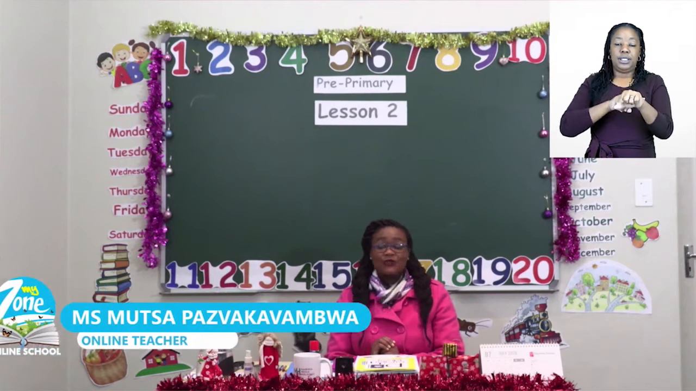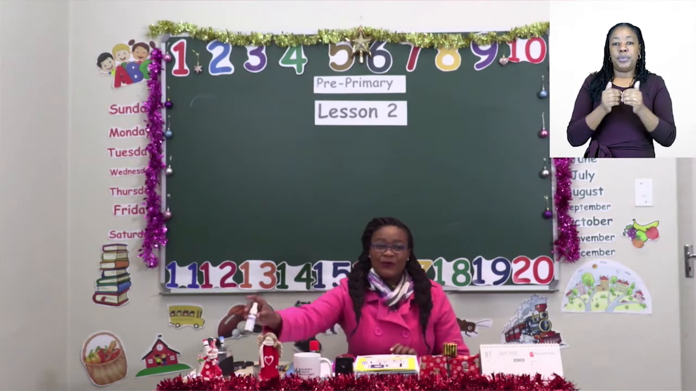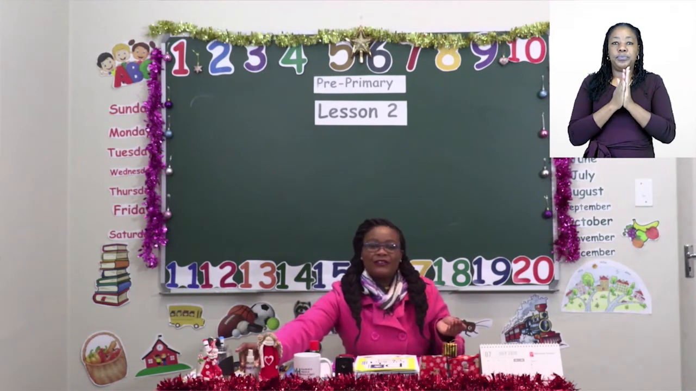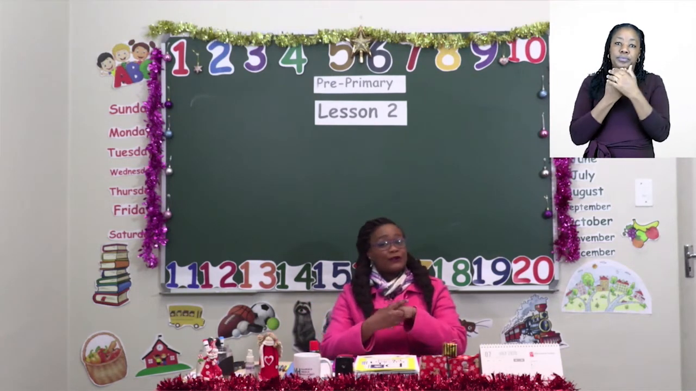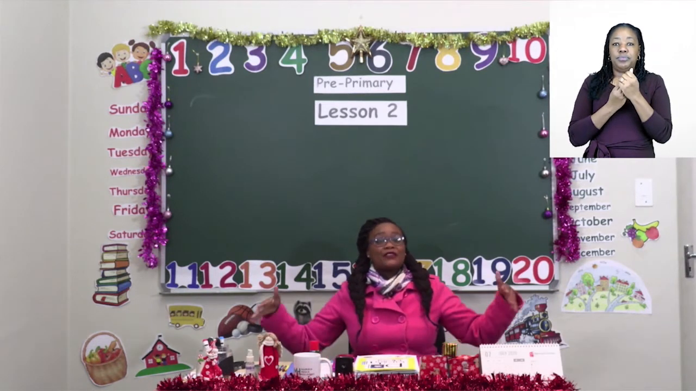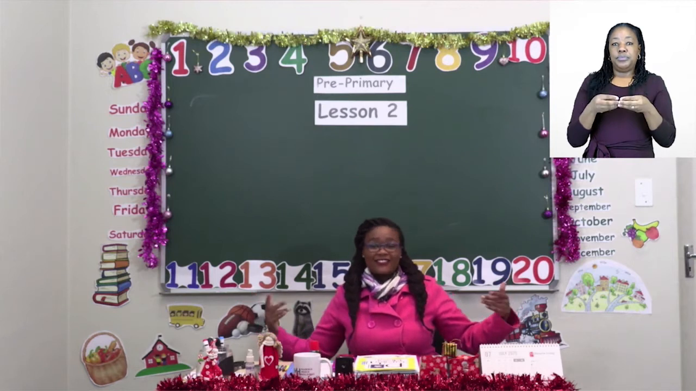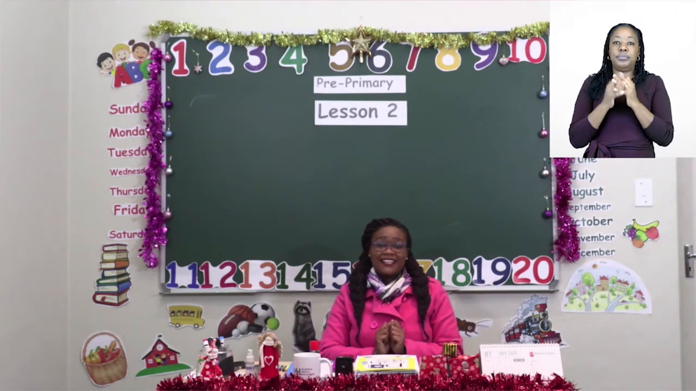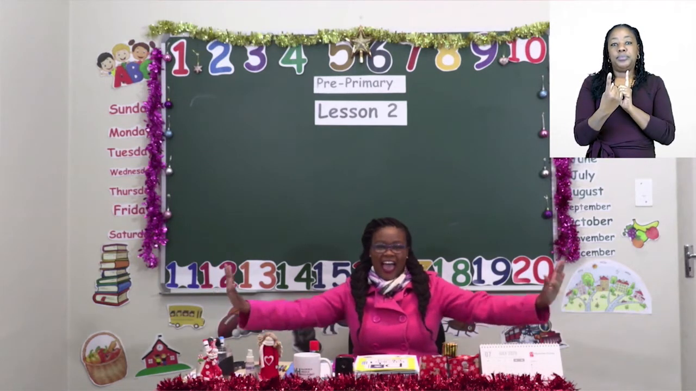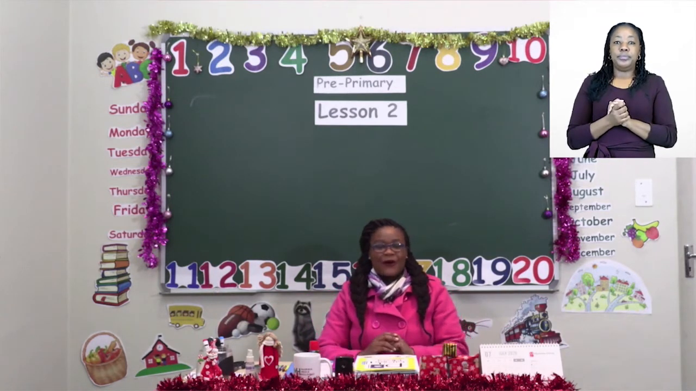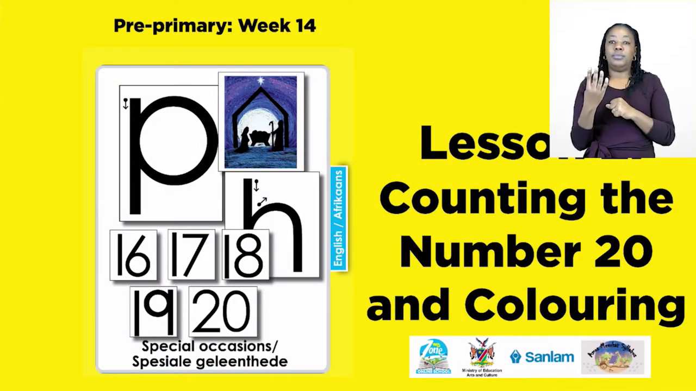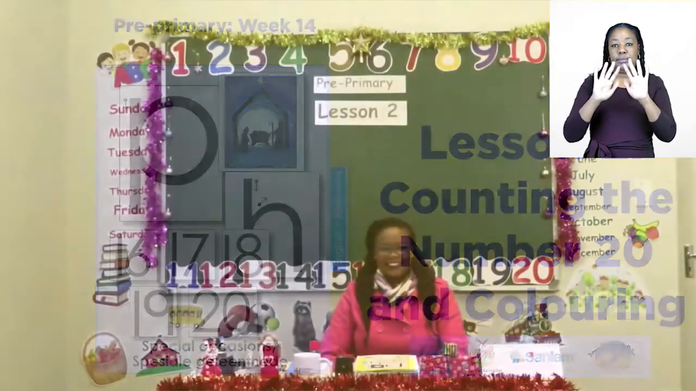Before we get into today's lesson, it's very important for us to sanitize. Remember, when we're sanitizing, we're not only protecting ourselves, but we're also protecting the people around us. When you're done sanitizing, make sure that your hands are dry before you touch anything else. It's also very important for us to check our social distancing by putting our hands beside us and in front of us. Well done. Today's lesson is about counting the number 20 and coloring.